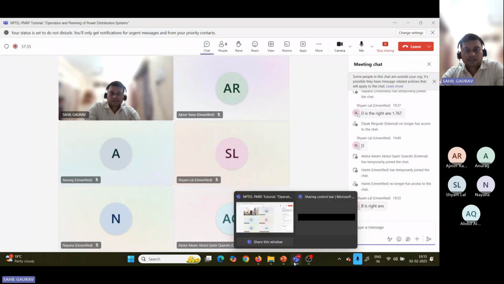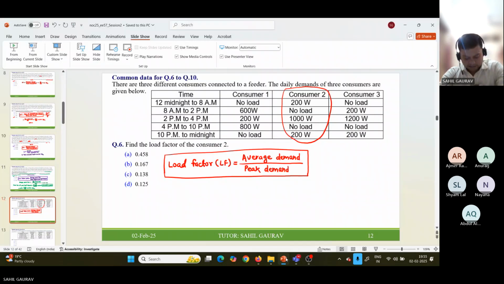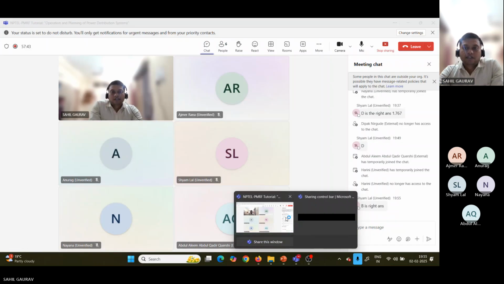B is the right answer. Syam, yes, correct. B is the correct answer. Syam, very good.